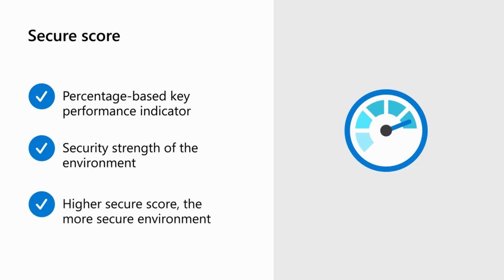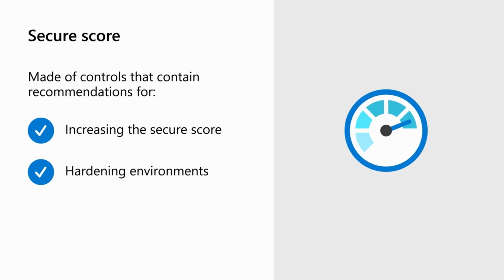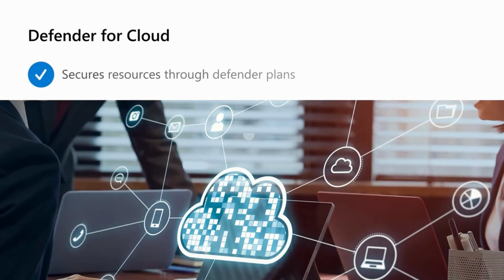The secure score is made up of various controls. These controls contain recommendations. You can increase your secure score or security posture by remediating all the recommendations and the controls associated with your environments. Your environments are hardened once you remediate the recommendations. This, in turn, improves your security posture across Azure, AWS, and GCP. Defender for Cloud secures your resources in your cloud environments through many Defender plans. Let's have a quick look at them.